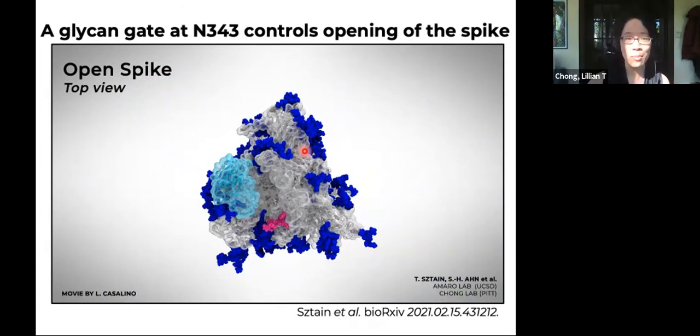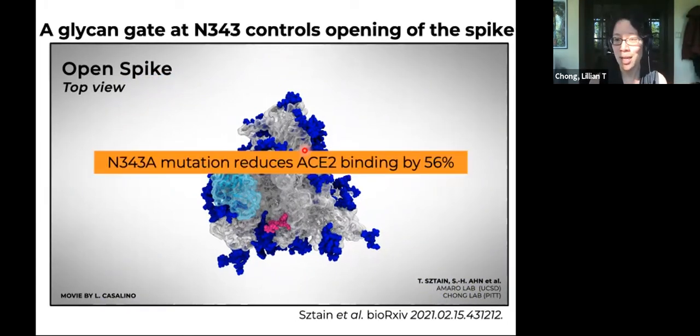And experimentally, the importance of the glycan in the opening process was validated by mutating the residue N343 to an alanine, and that reduces binding to the human receptor ACE2 by 56%. And here's the preprint for more details about the mechanism.